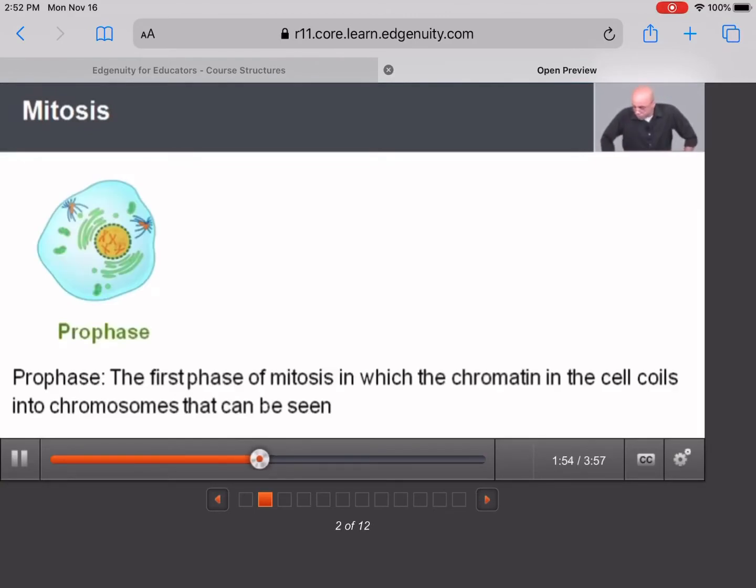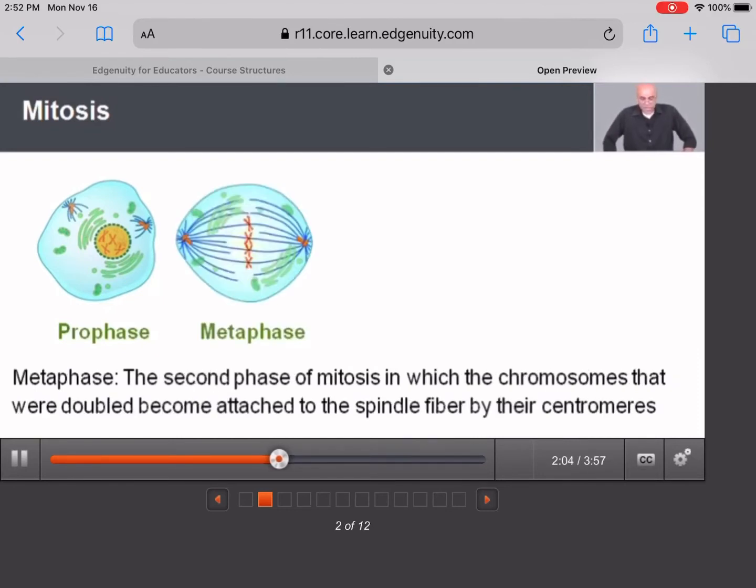Prophase. Prophase is the very first stage in mitosis in which the chromatin in the cell coils into chromosomes that now can be seen as you look into the cell's nucleus. The next stage is metaphase. Metaphase is the second phase of mitosis in which the chromosomes that were doubled become attached to the spindle fibers by their centromeres. Centromeres are in the center.